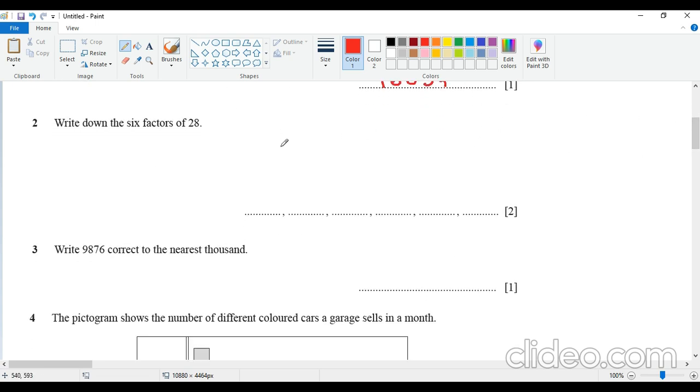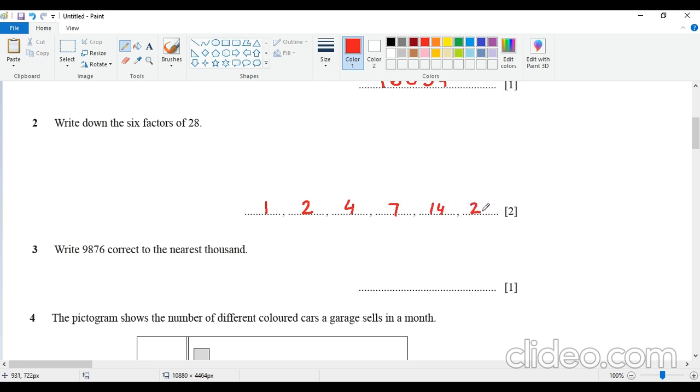Then comes write down six factors of 28. That means you need to find out the numbers that can divide 28. So 1 is the number that can divide 28. Then comes number 2 also can divide 28. Then comes 3, of course, cannot divide 28. So next number is going to be 4. Okay. Then 4 times 7 is 28.